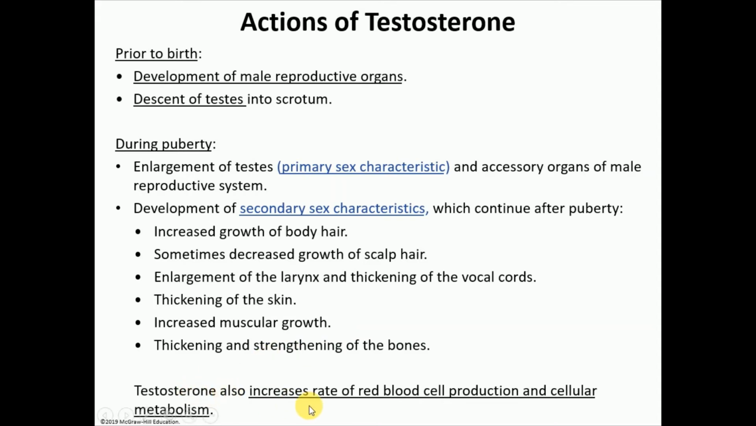And in males, testosterone helps increase the rate of red blood cell production and cellular metabolism, and that's why we've mentioned that, generally speaking, the RBC count in males is higher than it is in females, and that metabolism is higher in males as well due to the higher levels of testosterone.